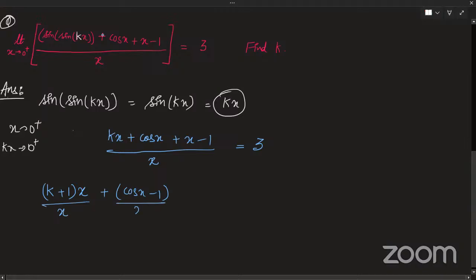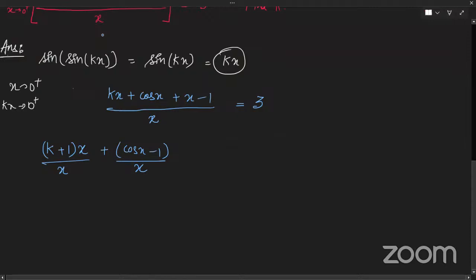So this divided by x. Can I cancel my x and x in the left term? Yes, I can do it. And what about the right side? (cos x minus 1) divided by x. What can you do?